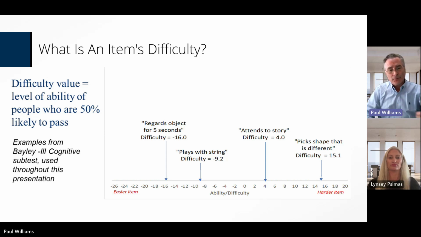And then step a little further up in difficulty, picks a shape that is different. We show them a novel shape at first. They habituate to it. Then we show them another novel object, and all of a sudden they're like, oh, I'm going to pay attention to that. So that's a little bit higher cognitive level. So you can see the probability of answering that requires a higher level of ability. So basically, that's what the Rasch model is doing with item difficulties.